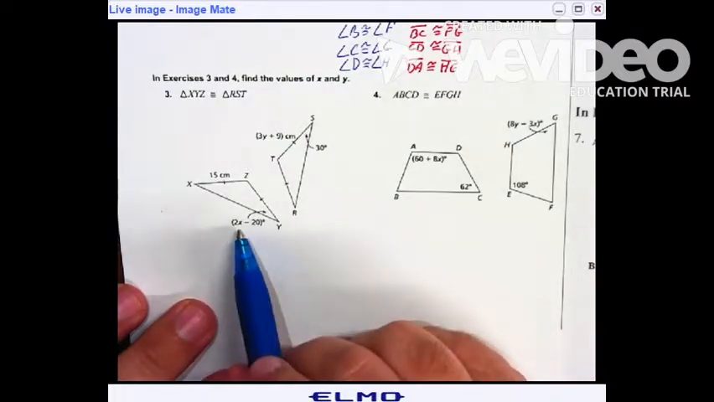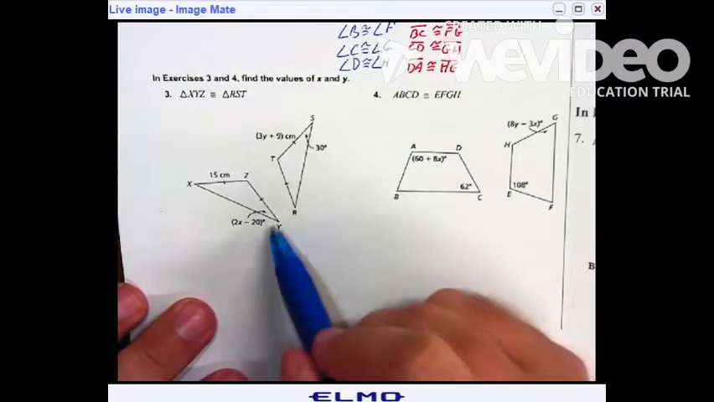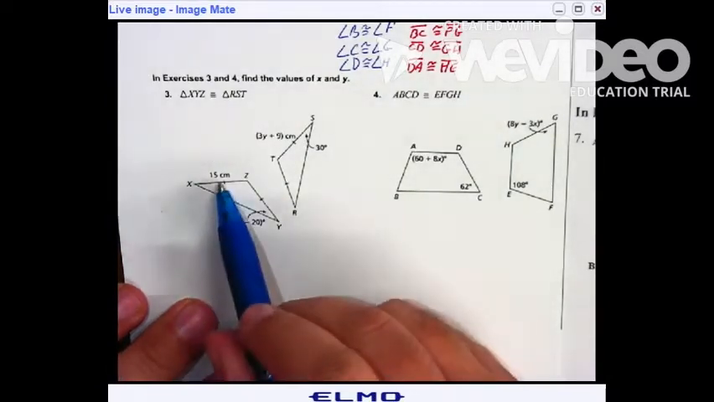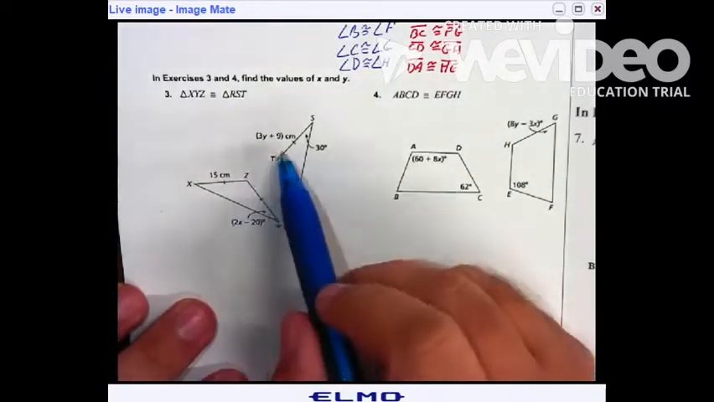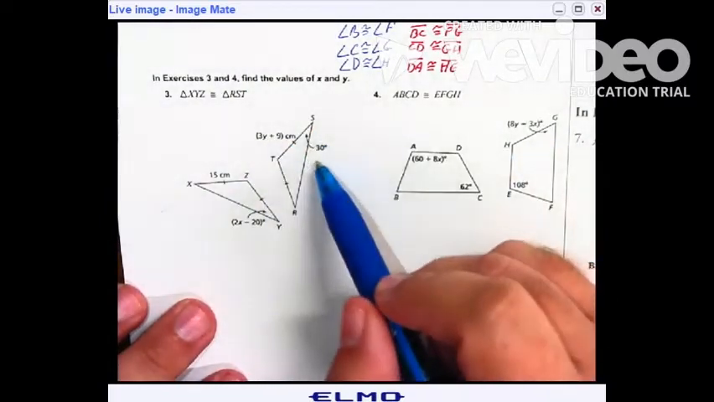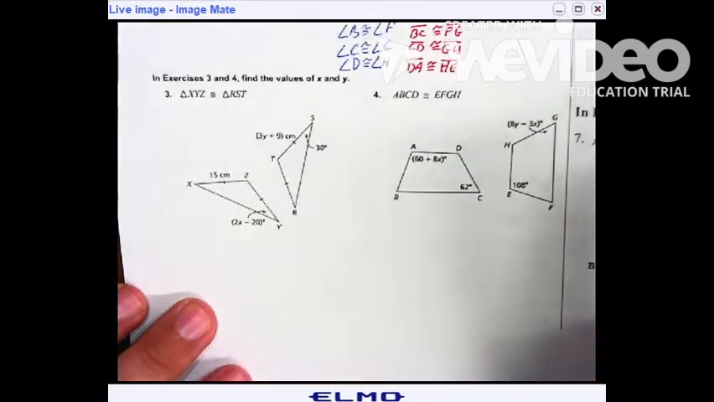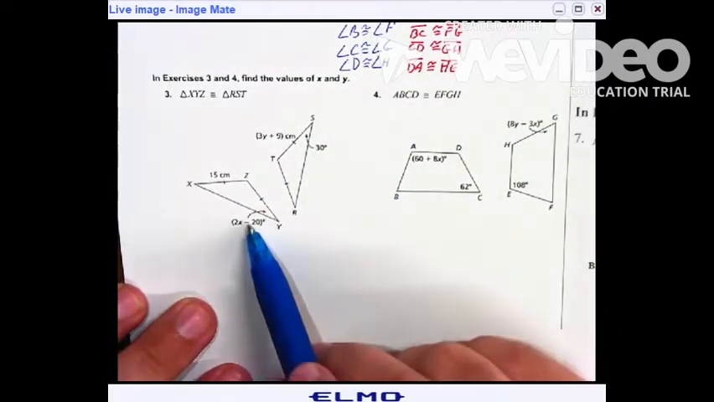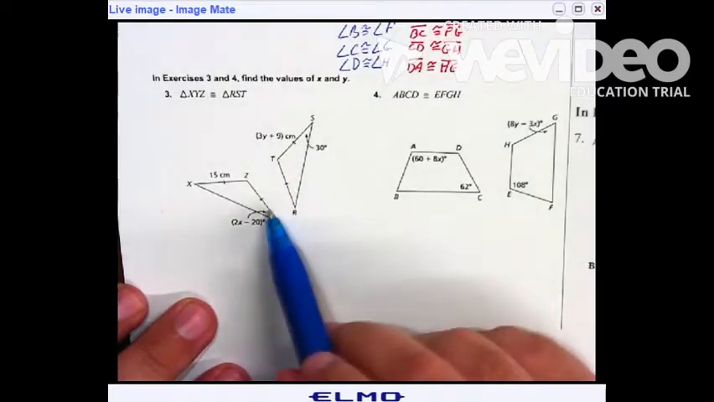So what is x? X is here. 2x minus 20 is the measure of angle y. And we've got the side here is 15 centimeters. We've got this side is 3y plus 9 centimeters. And angle S is 30 degrees. Well, looking at this, they're not marked that way. I don't know which angle is congruent with y by looking at the picture.